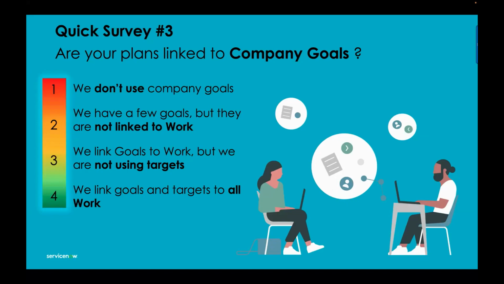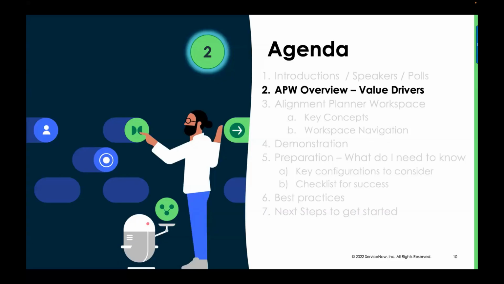So let's look at the overview of the value drivers, right? We'll get into some detail about that. Look at what drives the value of APW. What does it mean for us when we're driving the roadmap for this?